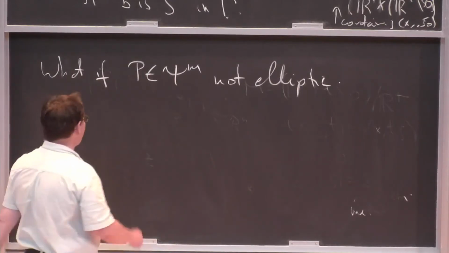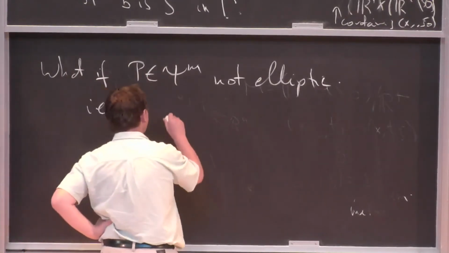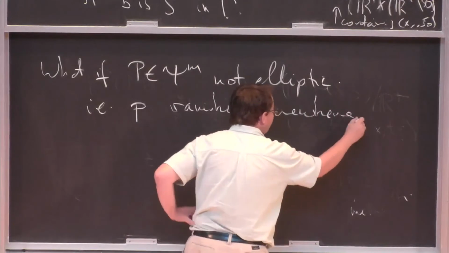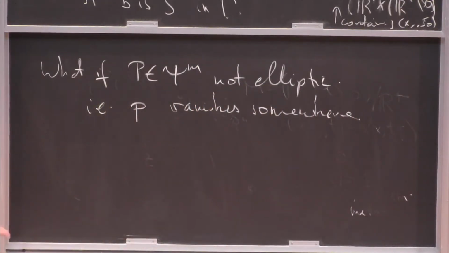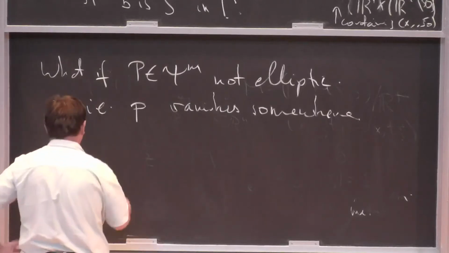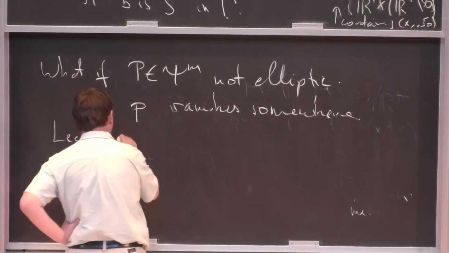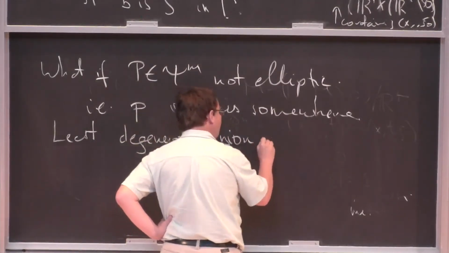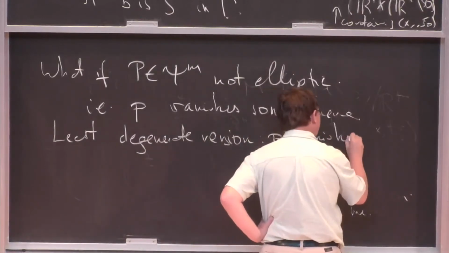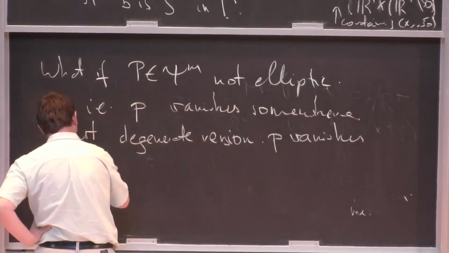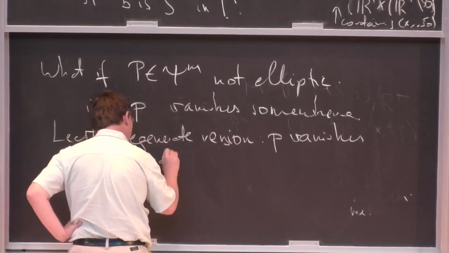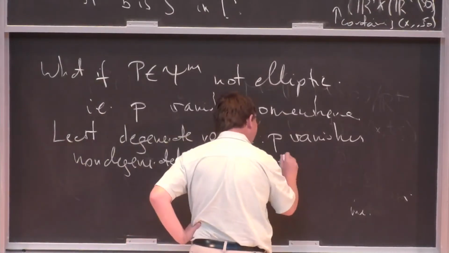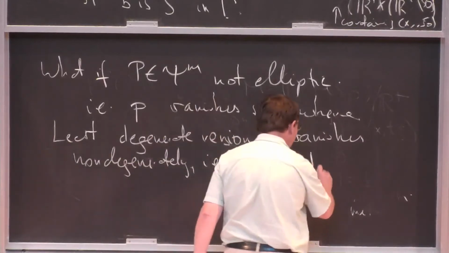So now the principal symbol P vanishes somewhere. What is the least degenerate version? The least degenerate version is that P vanishes non-degenerately. Remember, it's homogeneous the way I'm writing it. So P equals 0 implies that dP is non-zero: at a point at which P is 0, the differential is non-zero.